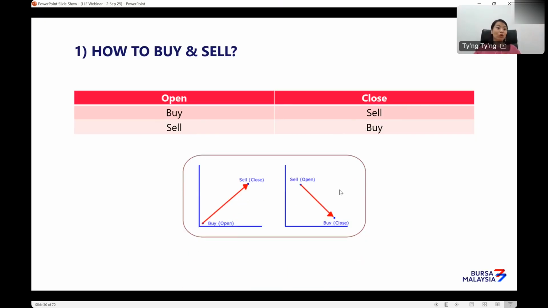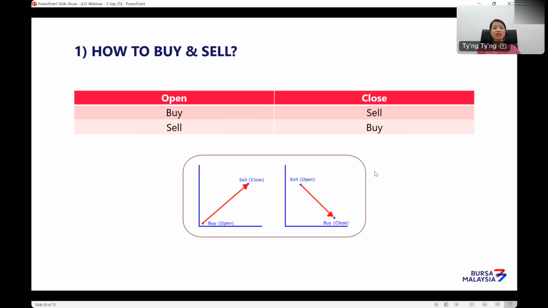This diagram shows you clearly how to buy and sell. For example, if you anticipate the market is going to go higher, you can start to buy at a lower price, and when the market goes up, you can close your position by selling a futures contract. Another scenario: if you anticipate the market is going to drop, you can start by selling a futures contract, and when the market drops, you can close your position and take your profit by buying a futures contract. Very simple diagram for you to understand.